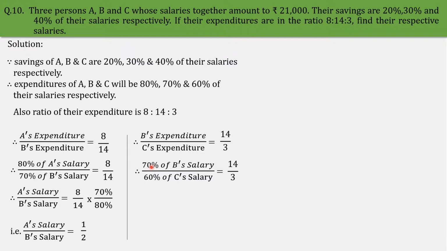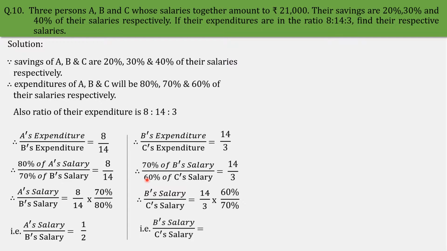Now this 70 upon 60 will go on the right hand side and we get B's salary upon C's salary equals 14 upon 3 multiplied by 60% upon 70%, which on final simplification becomes B's salary upon C's salary equals 4 upon 1. See, earlier we calculated A and B's salary ratio as 1 is to 2 and now we have B and C's salary ratio as 4 is to 1. So here B's salary is the common factor between both of them.